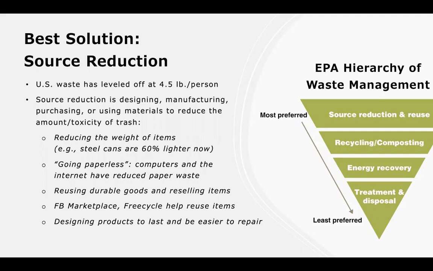Going paperless is another example. So computers and the internet have reduced paper waste drastically, although now you have the production of a new type of waste, electronic waste, which has to be managed and handled in a specific way. Reusing durable goods, reselling items, services like FreeCycle and Facebook Marketplace are examples of ways that items can now be easily reused and transferred to a new owner. And then one principle here, just designing products that last longer and that are easier to repair.